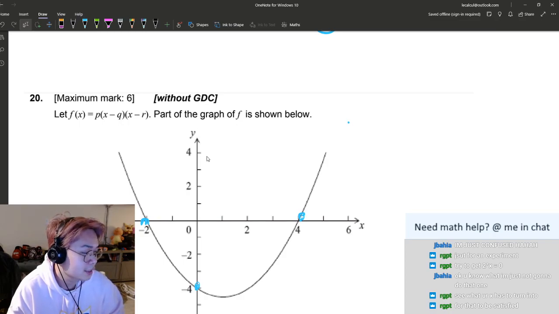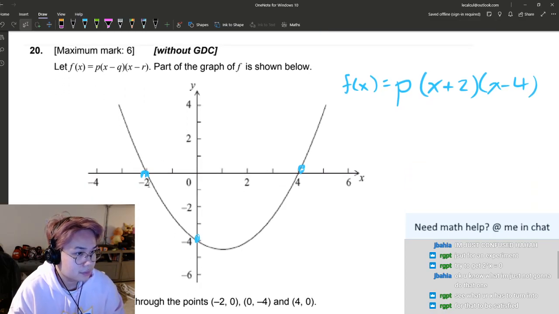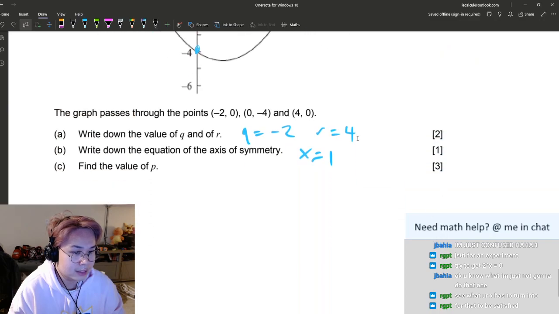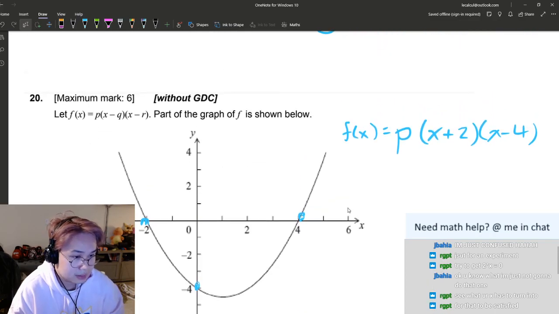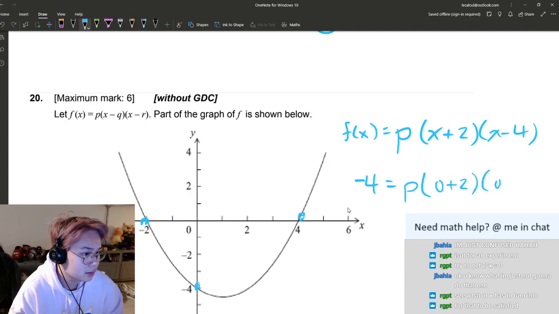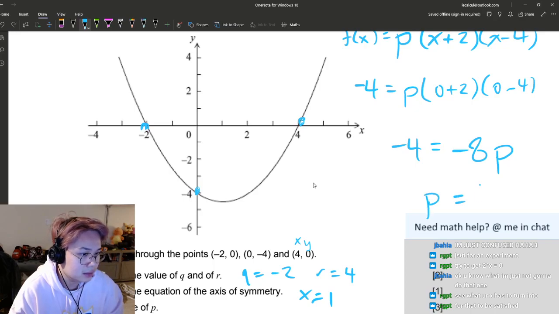we need to do a little bit of algebra. So currently, as it stands, here's what my function looks like. I don't know what P is. And then I have x plus 2, x minus 4. And to find P, I'm going to take this third coordinate that I haven't used yet, my y-intercept, and say that those are my x and y. So I know that -4 is equal to P, 0 plus 2, 0 minus 4. So from here we can find out what P will be. So we have -8 times P. So P is 1/2.